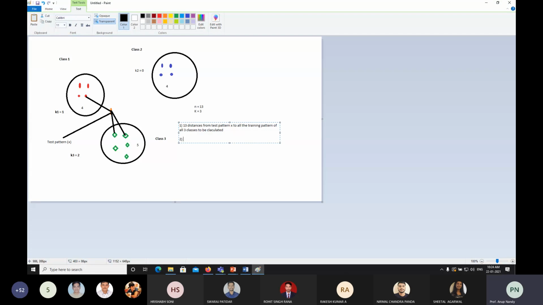Now what is the next step? What will be your next step? Arrange the distances in non-decreasing order. Sorting the distances. Yes, very good. Arrange them in increasing order. Third step, take the 3 smallest distances.